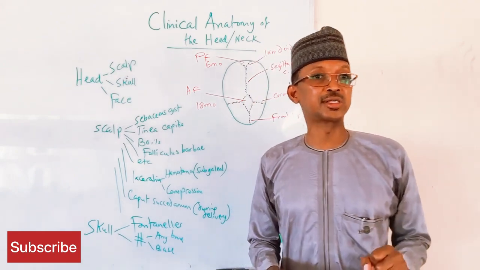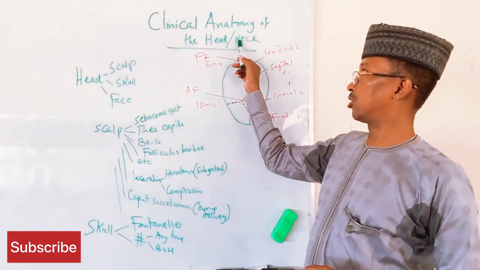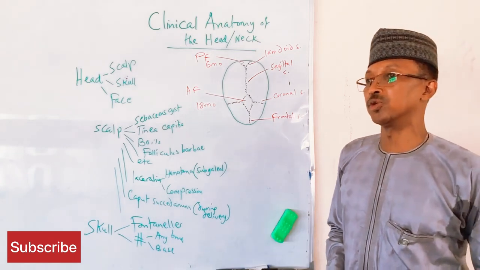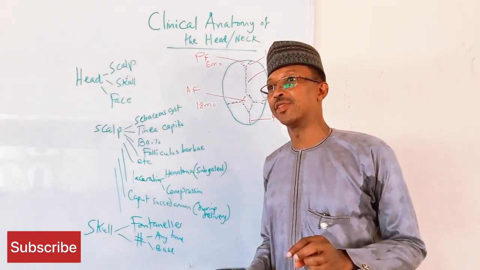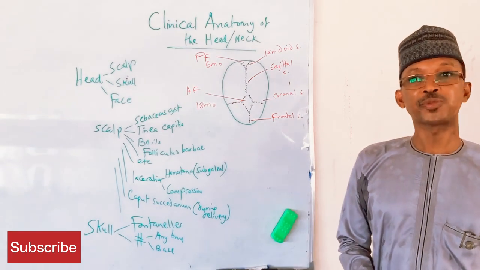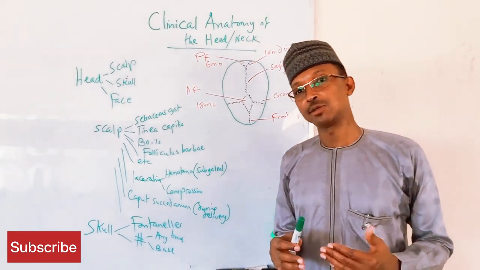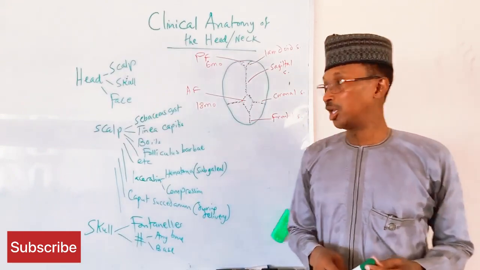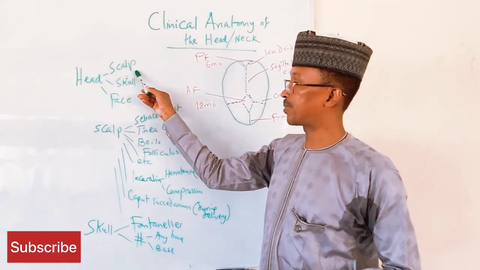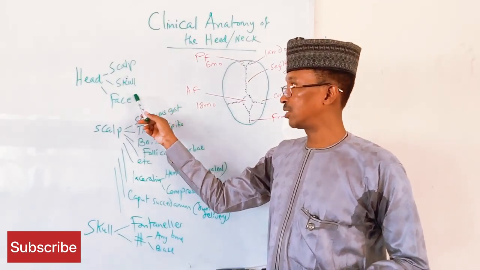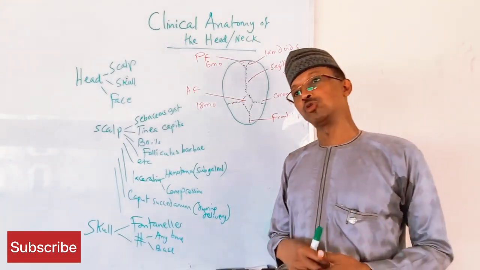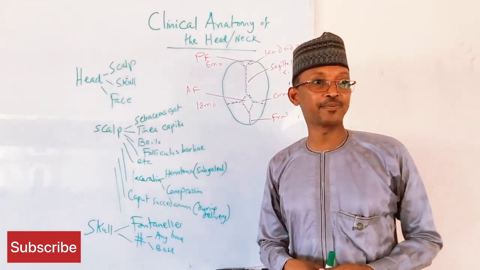The picture now is clinical anatomy of the head and the neck. So the clinical anatomy of the head and the neck, for you to be able to understand it very well, you have to take it bit by bit. If you now take the head alone, you discard the scalp, discard the skull, then you discard the face. If you take it that way, you should be able to say a lot of things in there.